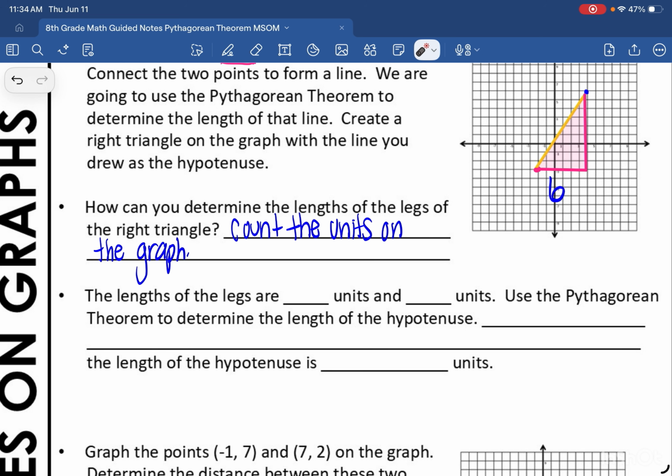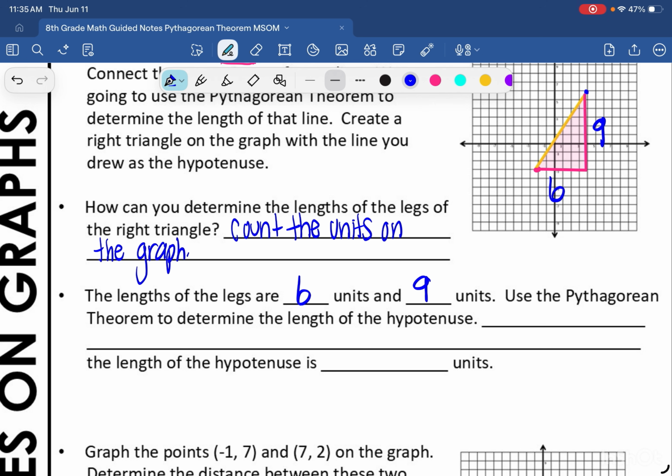And then if I count this one on the side, I have 1, 2, 3, 4, 5, 6, 7, 8, 9. So the lengths are 6 and 9. Use the Pythagorean theorem to determine the length of the hypotenuse.